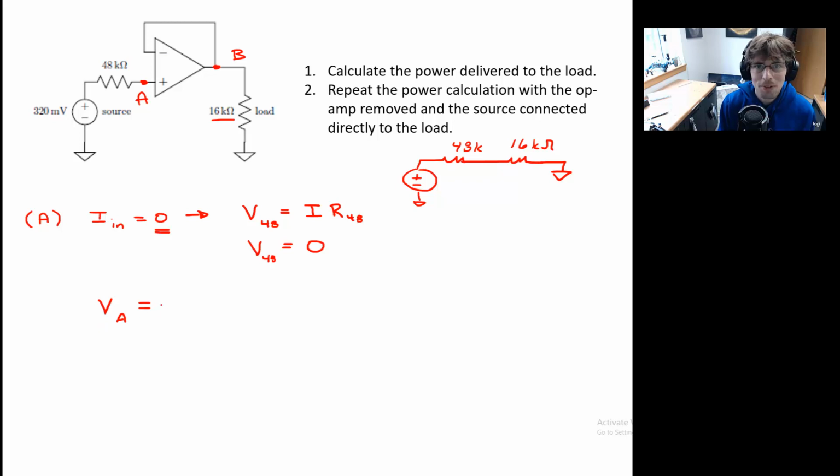Yeah, it seems goofy, right? Because there's no current flowing, there's no drop across the resistor, and therefore the potential at A must be that 320 millivolts. So we're not even using node voltage here. We're just going straight with the golden rules. It's always good to remind yourself that you're using a golden rule, so we'll put GR there.